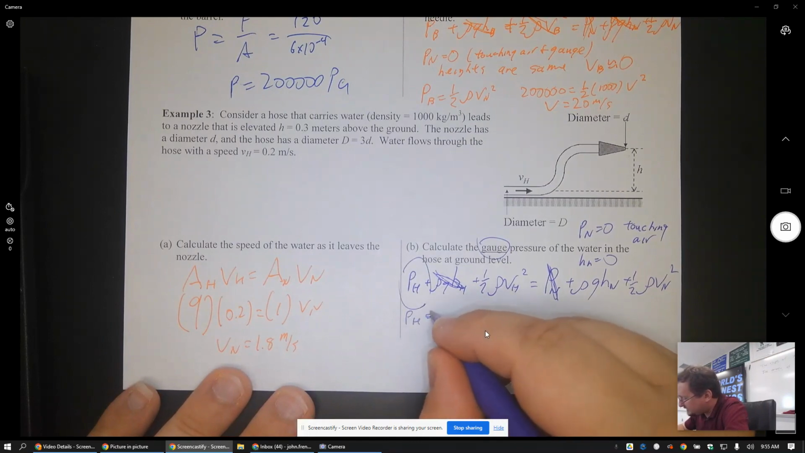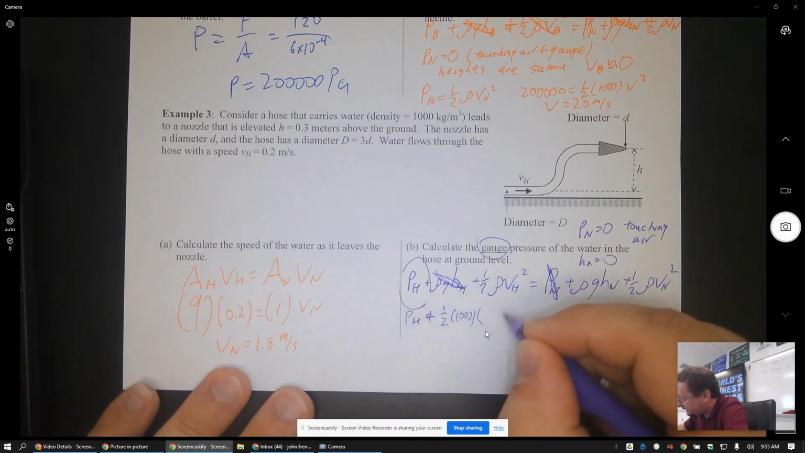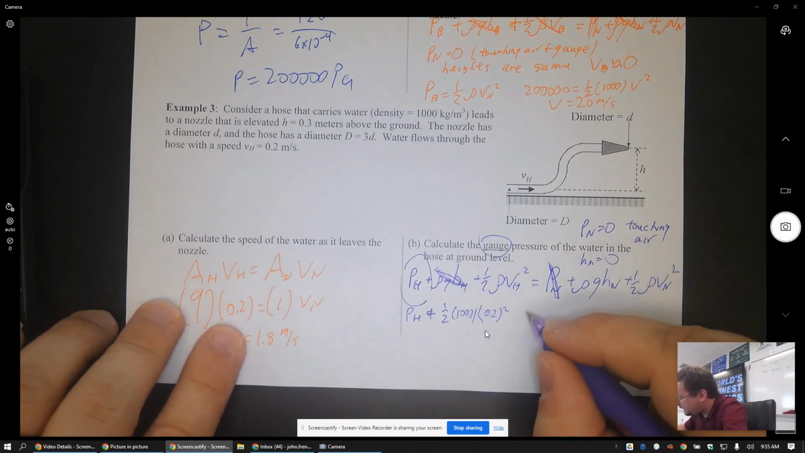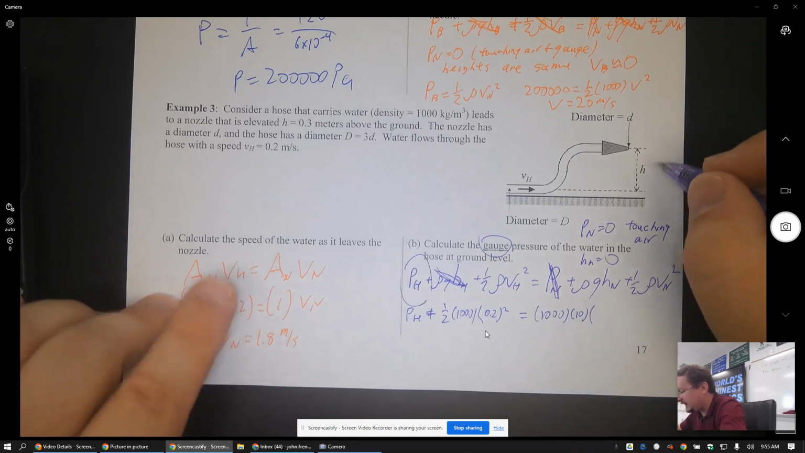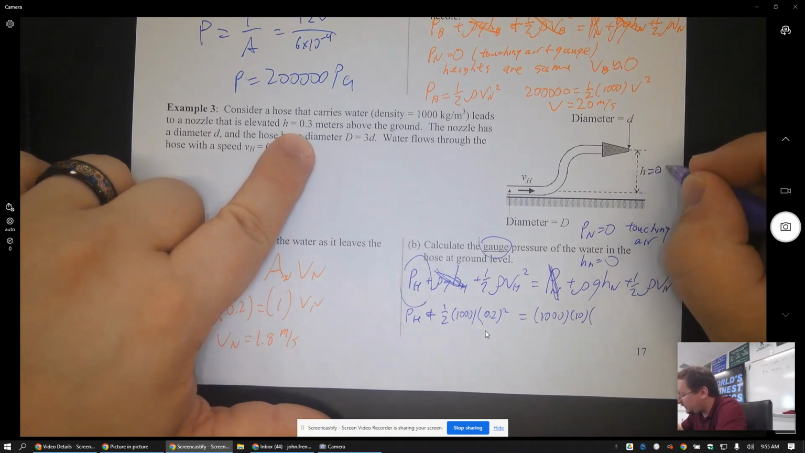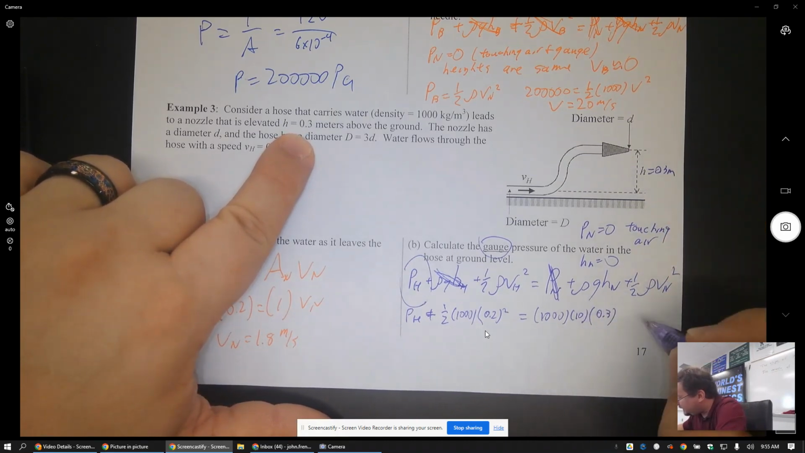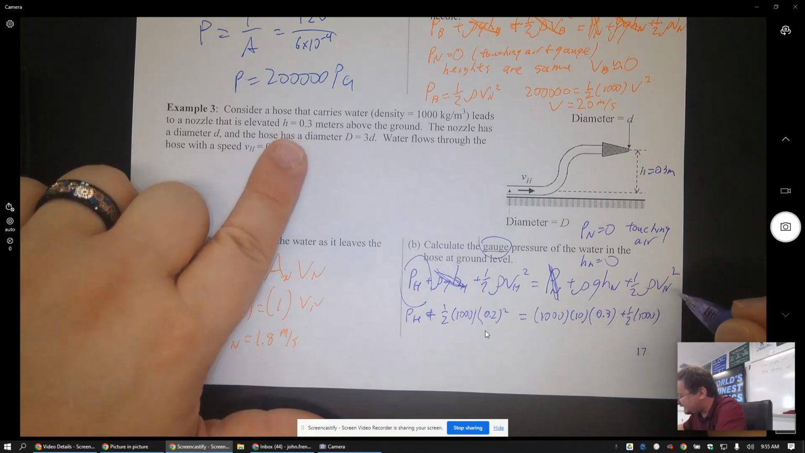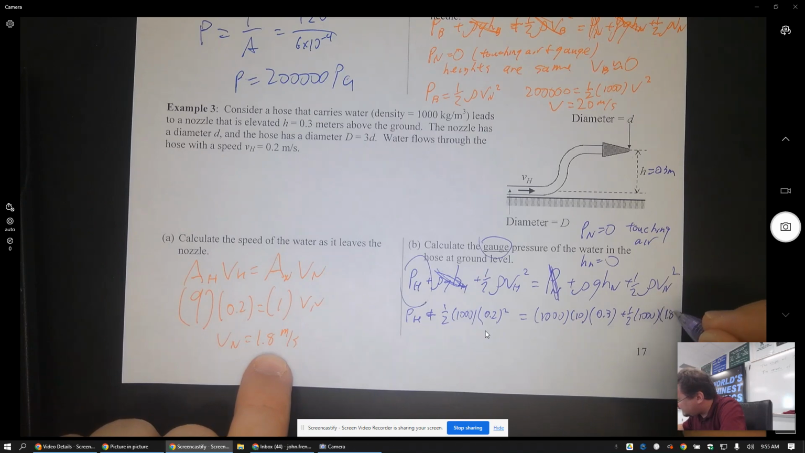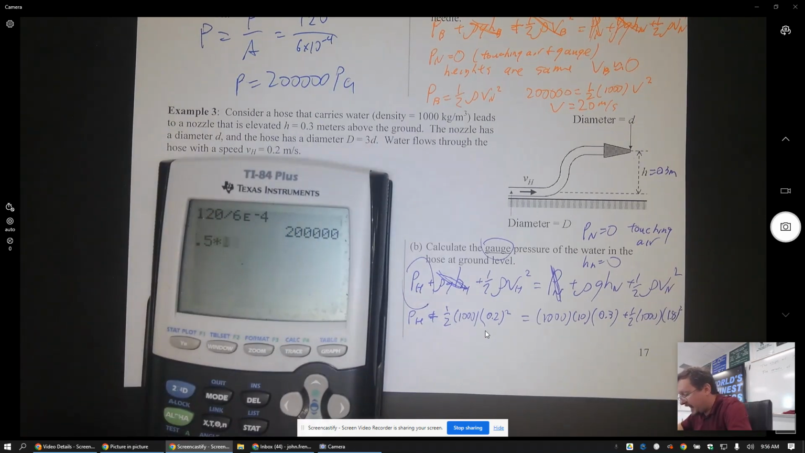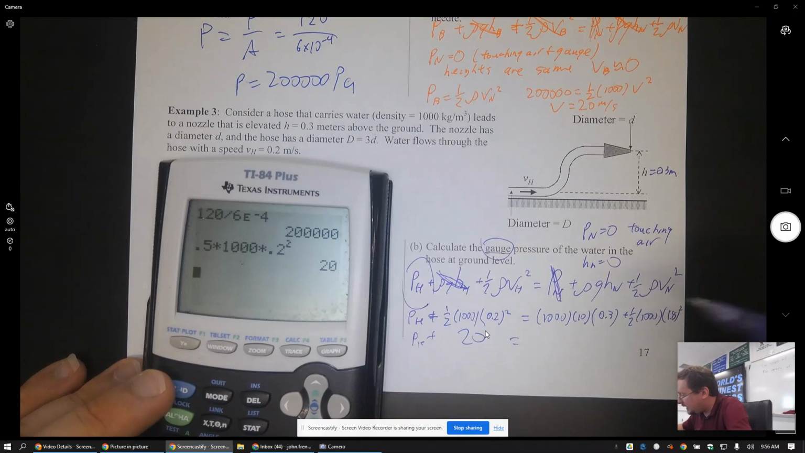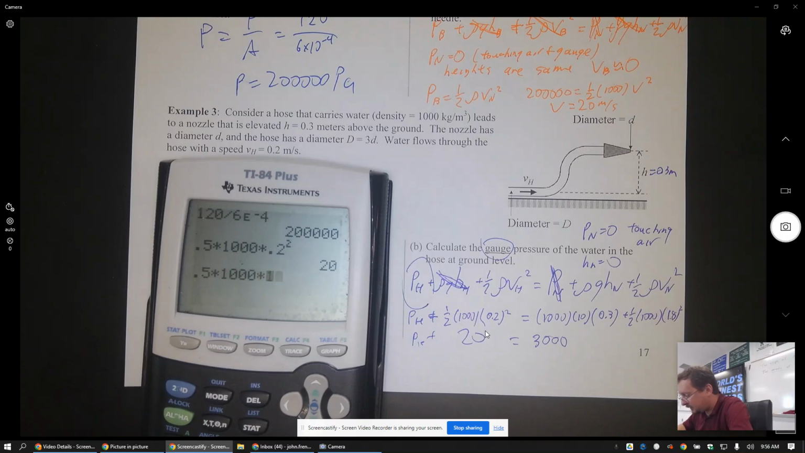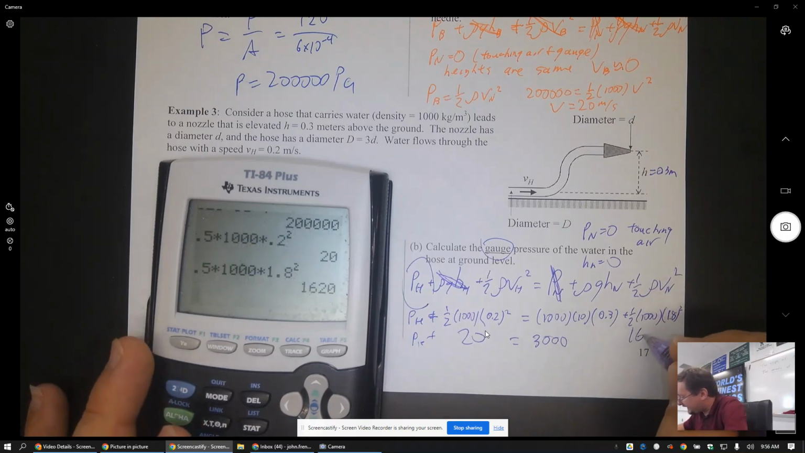The pressure at the hose plus 1/2 the density 1,000 times the speed in the hose, 0.2 squared. And then over here, we get density 1,000, gravity 10, and the height here is 0.3 meters. That's rho g height. And then 1/2 rho, and the velocity at the nozzle is 1.8 squared. Now, I am going to actually calculate each of these out, and I have an educational point to make to you and that you can make to your students. This number is 20, pressure of hose plus 20. This number is going to be 3,000, and then this number is 1/2 times 1,000 times 1.8 squared, and we get 1620 right there.